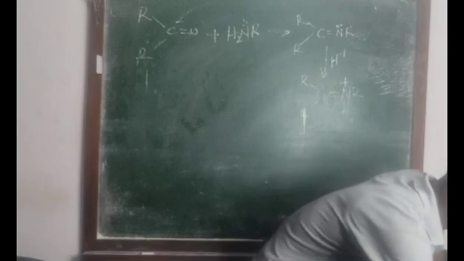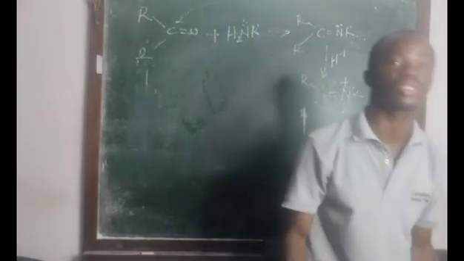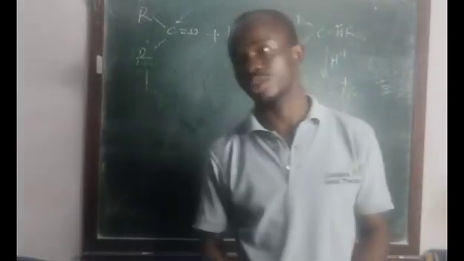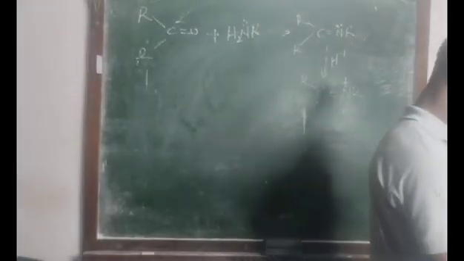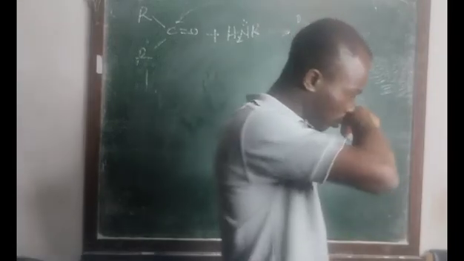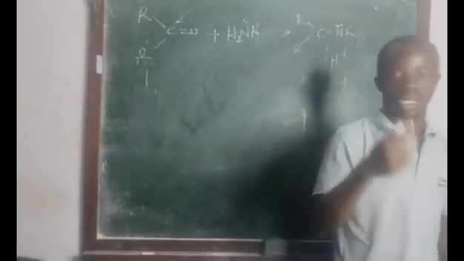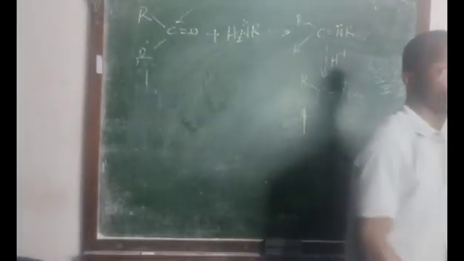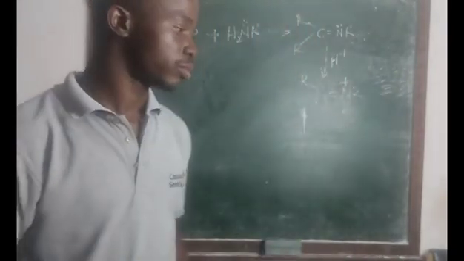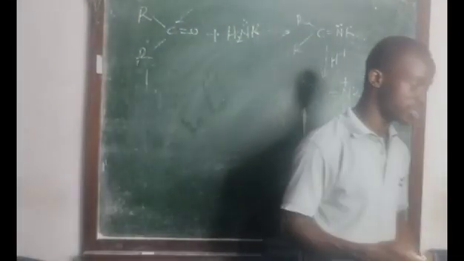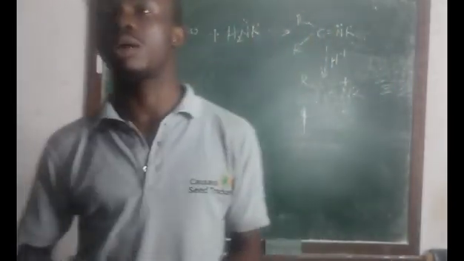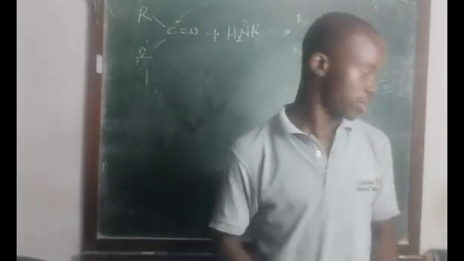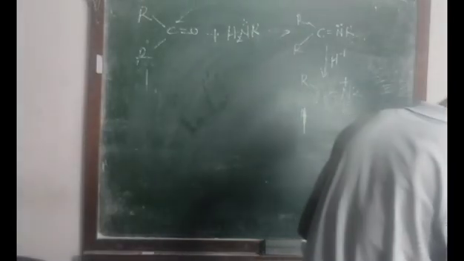So we're now going to be looking at different enzymes that work with Schiff base. The first one is acetoacetate decarboxylase. That's one of the enzymes involved in metabolism of ketone bodies. So the enzyme decarboxylates acetoacetate to give acetone and carbon dioxide. So let's see how that works.